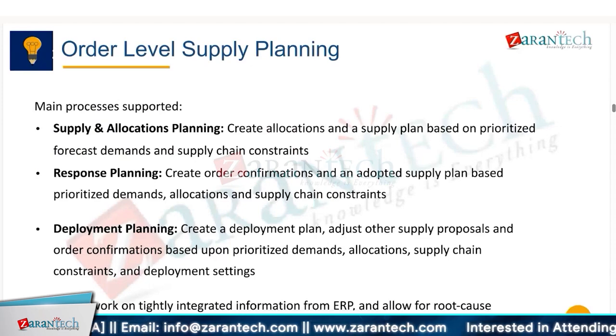Okay, we know if the product's availability is under constraint and if the demand is high, then the allocation process comes into the picture. So this allocation is decided by the sales team or the finance team or the top management team. So based on the profitability or based on the critical customer parameter, the products will be allocated to the customer.